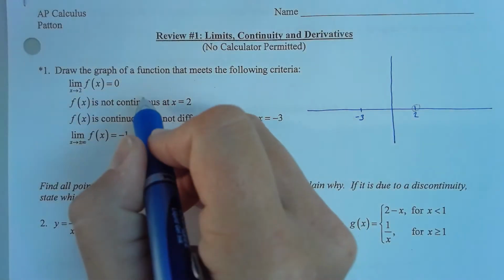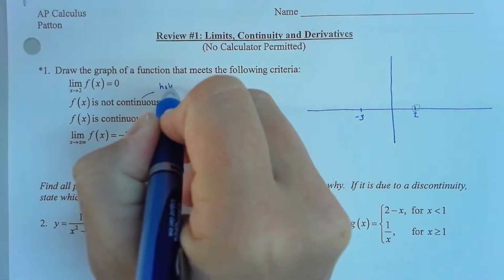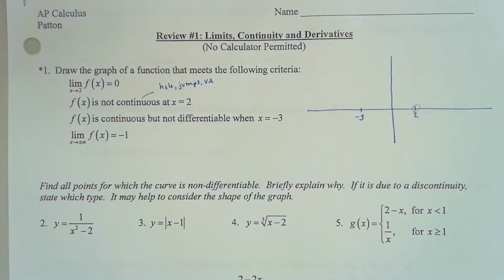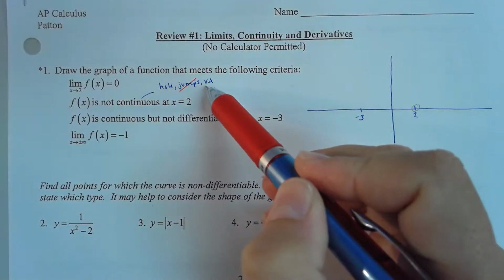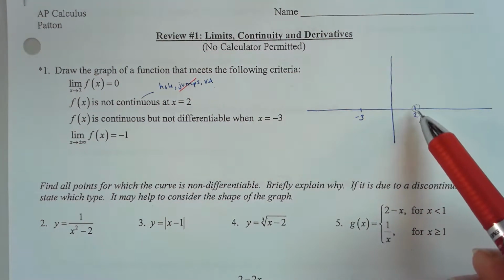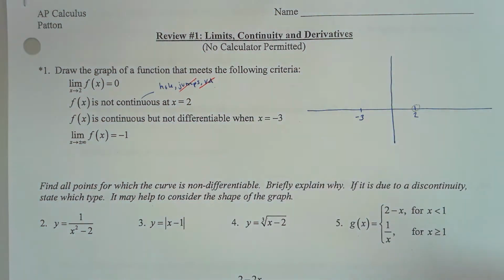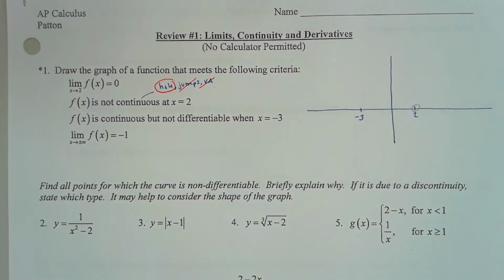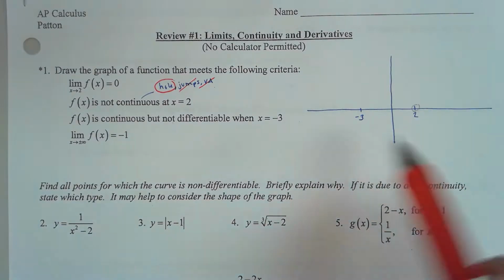Not continuous options are holes, jumps, or vertical asymptotes. Now, already I can rule out a jump, because if there's a jump, the limit would not exist. And if there's a vertical asymptote, we wouldn't be approaching 0. So really it has to be a hole. So we have a hole at x equals 2. I'll come back to that again. I still don't know if I want it above or below.